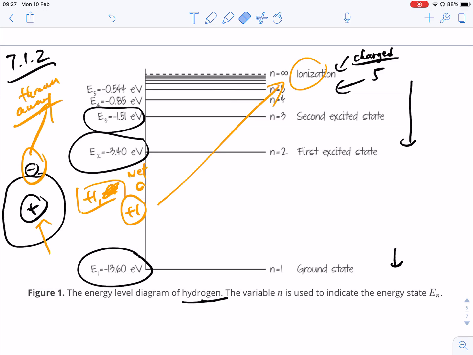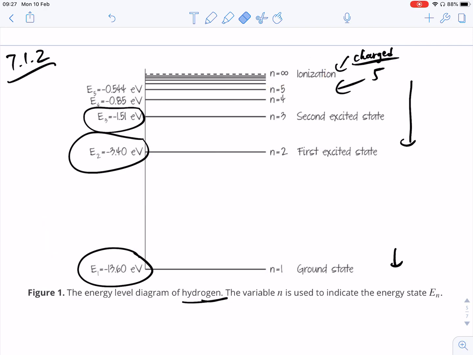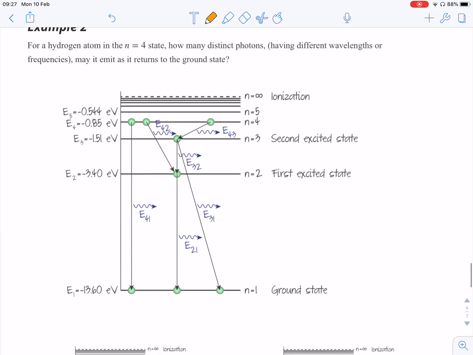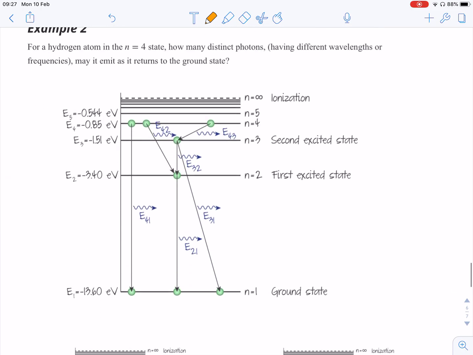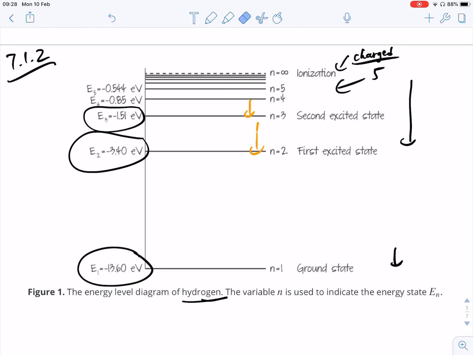Okay, so that's a quick little review of ionization. But we usually don't talk about it being ionized. We talk about the electron switching between these different states. And I think there's a really, really good diagram here, where it actually shows the electron can switch between any number of states. So I'll walk through this a little bit slower with you guys.